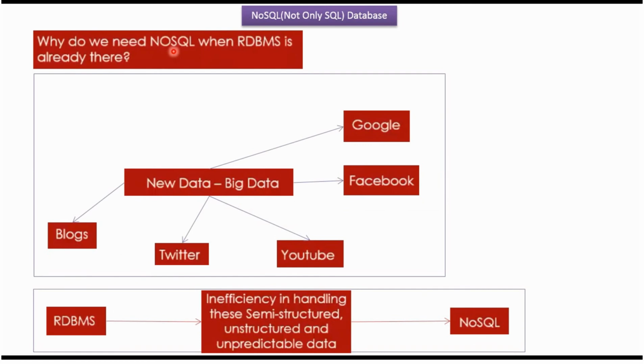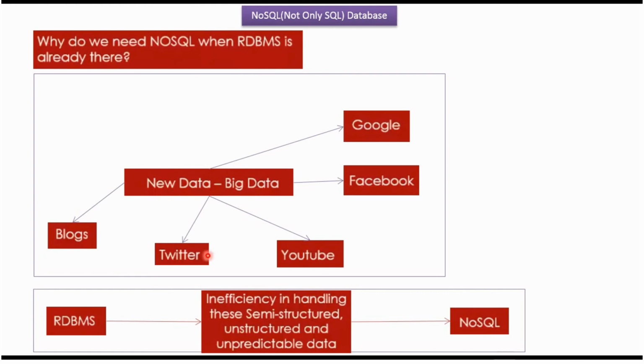Now we will see why we need NoSQL database when we have powerful relational database management systems like Oracle and MySQL. The answer is that companies like Google, Facebook, YouTube, Twitter and Amazon used to get large volumes of data on a daily basis, which has given birth to the new data called big data. Big data can be semi-structured or unstructured data, and it is totally unpredictable.